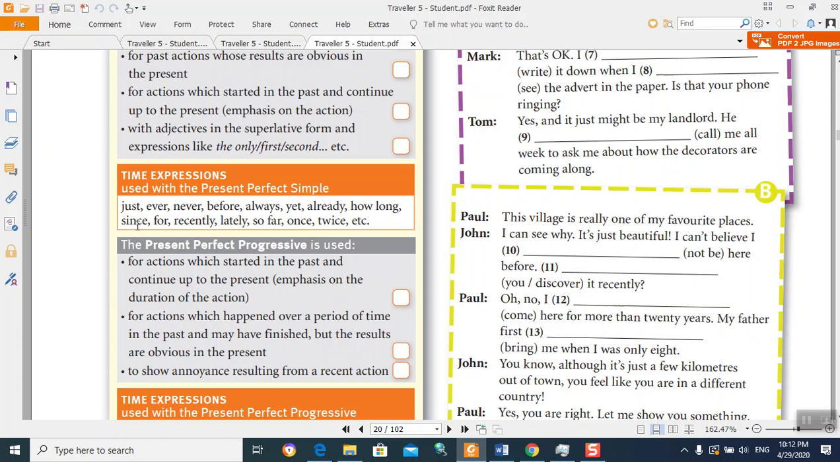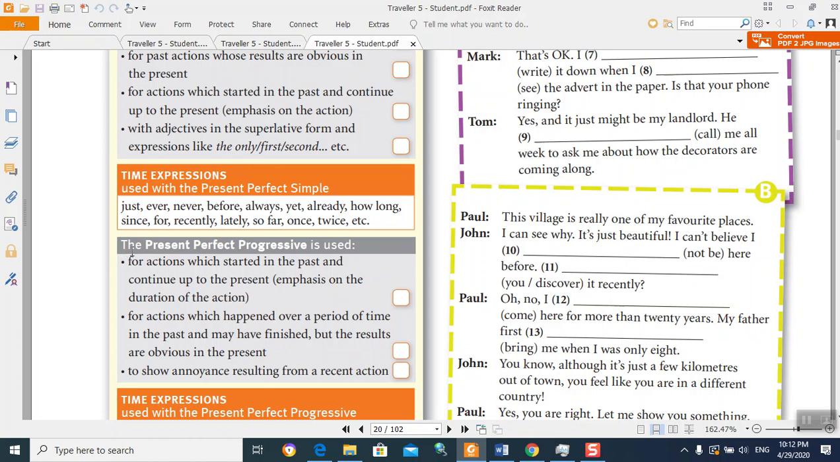Here I want to just make comments about since and for. Since, when you have a certain time, you started at a certain time, you talk about a certain time, like since 2000. But remember, you don't use the expression of time for the past simple. You don't mix. So since 2000, we can't say in 2000. If you say in, that is past simple. For, recently, lately, so far, once, twice. You can see how many words we can use with the present perfect.